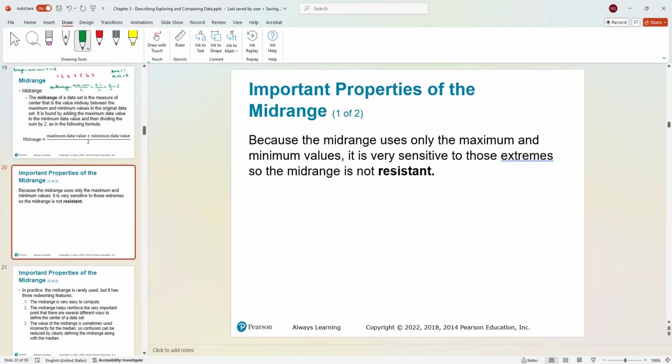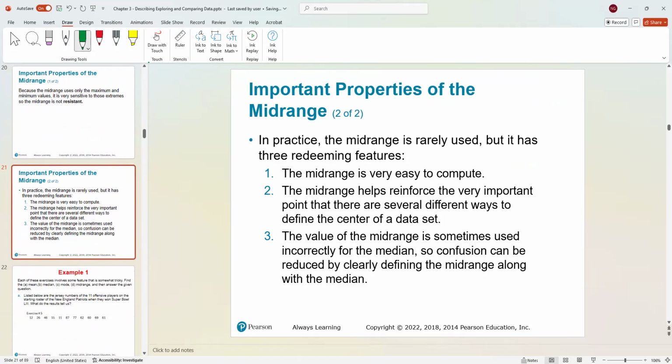Important facts about the properties of the mid-range. Because the mid-range uses only maximum and minimum values, it's very sensitive to those extremes. So the mid-range is not really resistant, right? In practice, the mid-range is rarely used, but it has three redeeming features. So many books, like the previous textbooks I used, never ask us to find the mid-range because we don't use it very often.